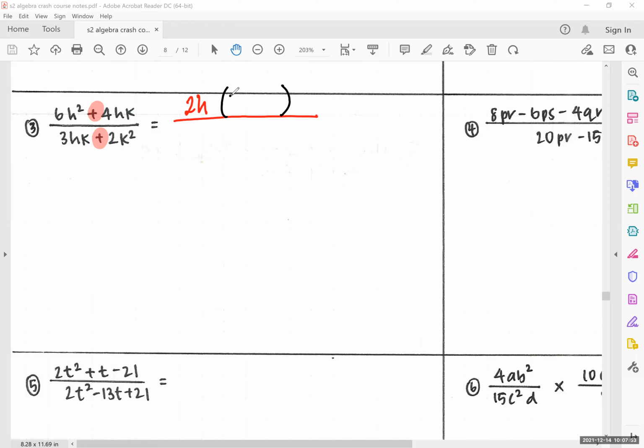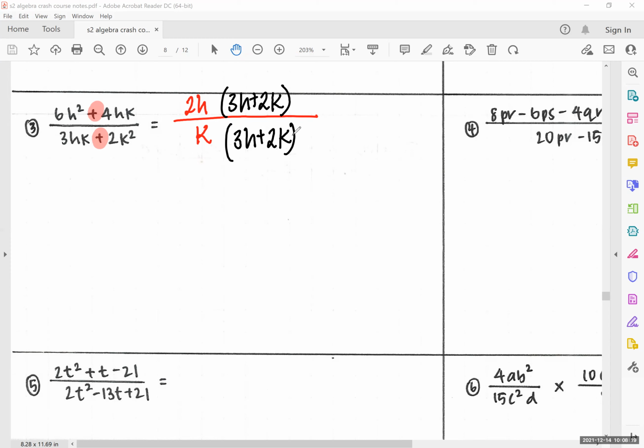3h plus 2k. Yes. You're all okay? Agree? Okay, next up. What can I take out or factorize at the bottom? Very good. And change pen again. What am I left with? 3h plus 2k.